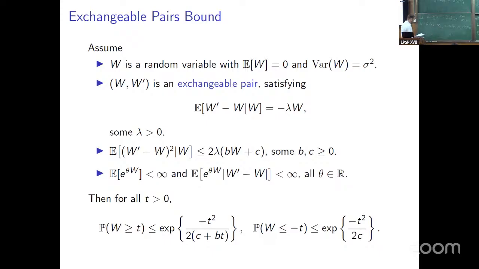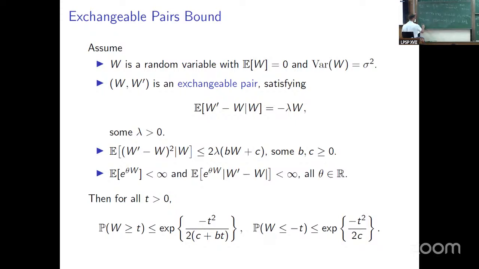What we showed before is that the linearity condition is satisfied, with the conditional expectation equal to negative 1 over lambda times W, which implies we can take lambda equals 1 over n in this story. Then what else do we need to do? We need to check this second condition. We need to look at this bound.